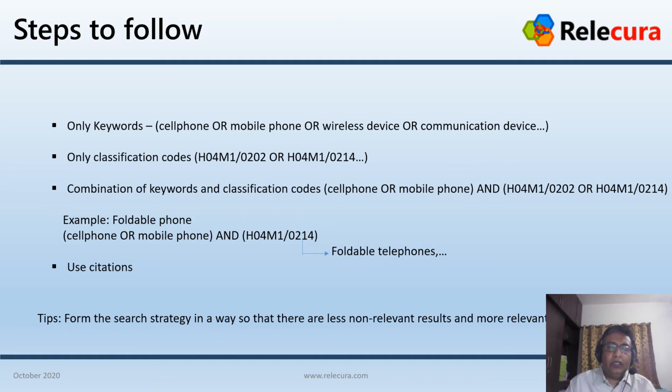And the third and fourth point is we should use citations. Our main criterion for forming the strategy should be that there are fewer non-relevant results and more relevant results. As you use your keywords and classification code more and more, you will become familiar with it, and you can achieve this scenario of fewer non-relevant and more relevant results.